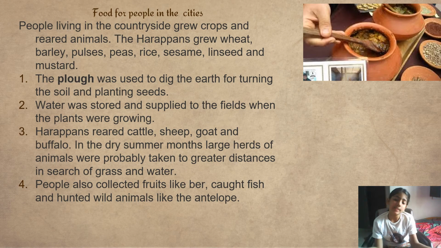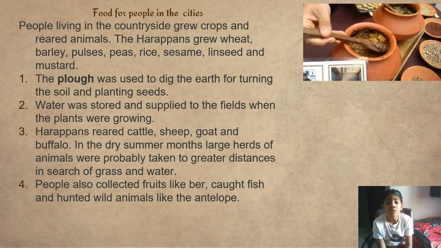Food for the people in the cities. People live here, but where does the food come from? Let's see. People living in the countryside grew crops and reared animals. The Harappans grew wheat, barley, pulses, peas, rice, sesame, and mustard. The people not living in the city, in the countryside, were mainly farmers.